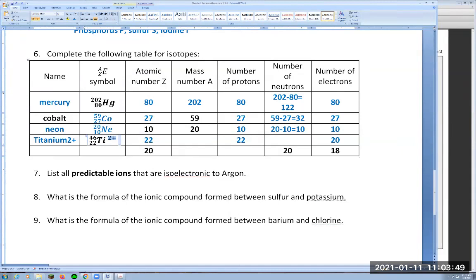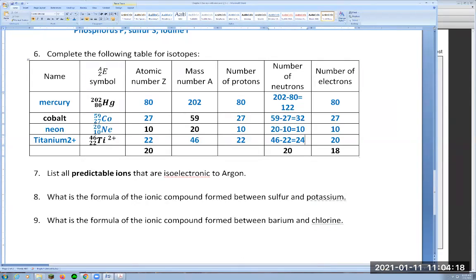For the mass number, we can find it here. It's the upper number. So 46 is the mass number. And then the number of neutrons is the mass number minus the atomic number. And that's 46 minus 22, 24 neutrons for that isotope of titanium 2 plus.